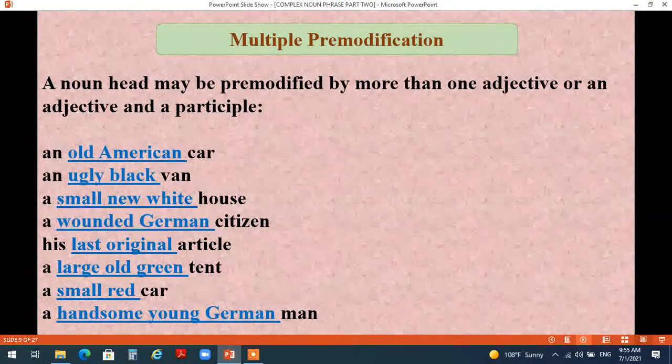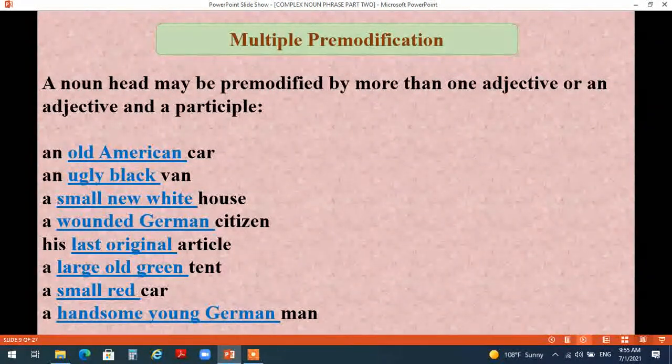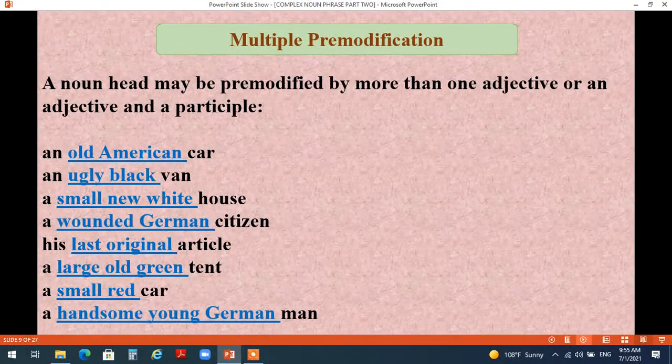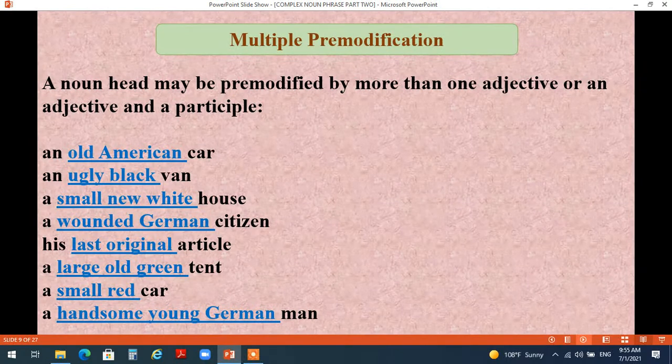Also, we have some characteristic of premodification in English, which is called multiple premodification, just like multiple post-modification which we have discussed earlier. Multiple premodification means that a noun head may be premodified by more than one adjective or an adjective and a participle.